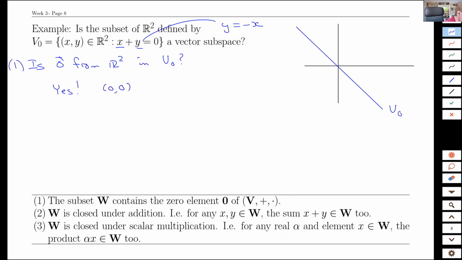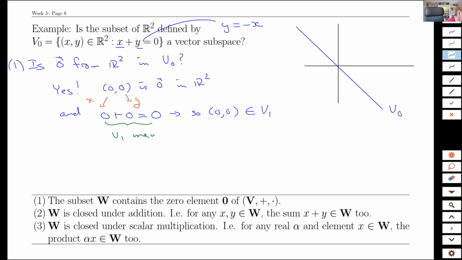0, 0 is the 0 vector in R2, the 0 element in R2. And if we take the x component and the y component of these, 0 plus 0 equals 0. So 0, 0 is an element of V1. This is the V1 membership condition.